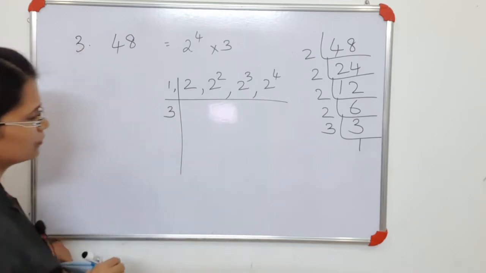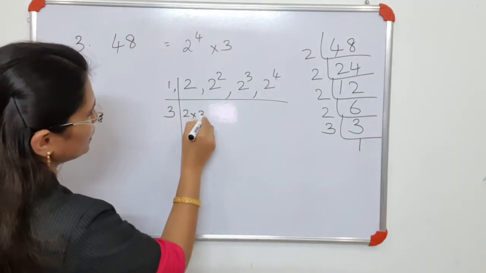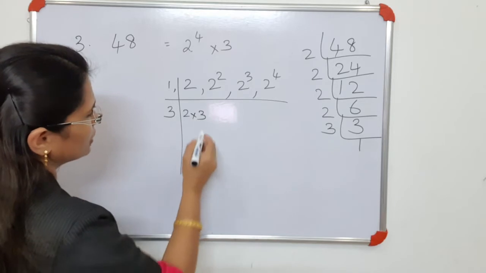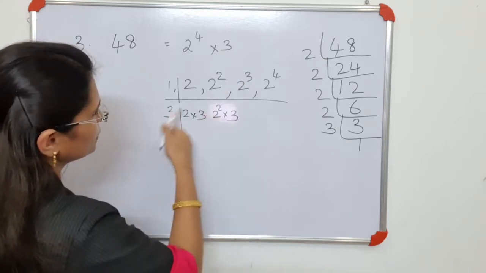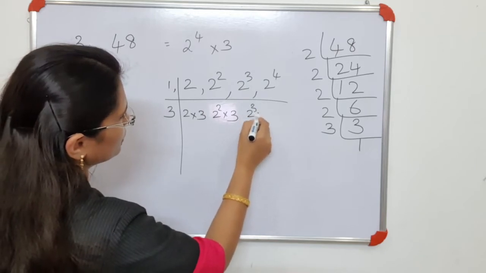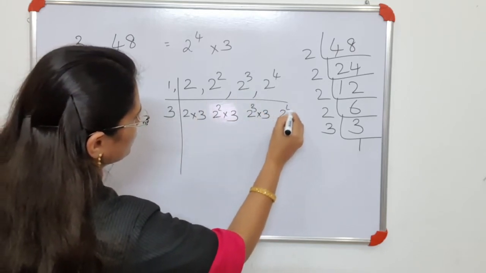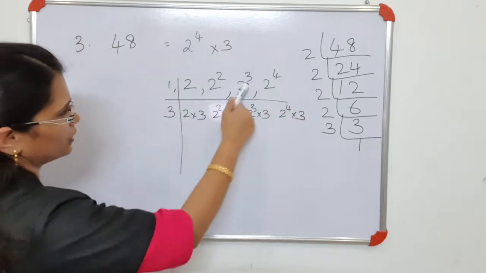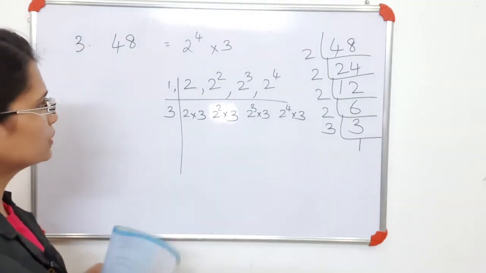Okay. Then write 2 into 3 or 3 into 2. Then 2 square into 3. Then 2 cube into 3. Then 2 raised to 4 into 3. Or you can write 3 into 2, 3 into 2 square, 3 into 2 cube, 3 into 2 raised to 4. This also you can write.